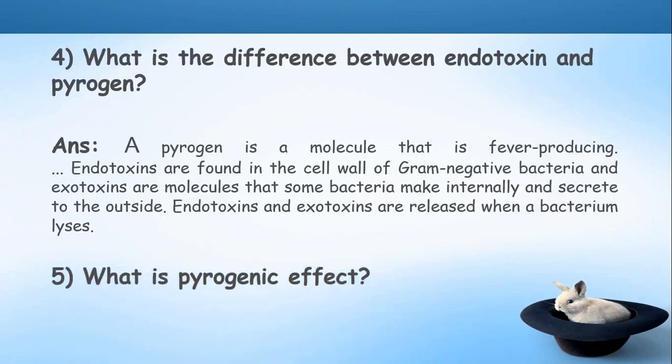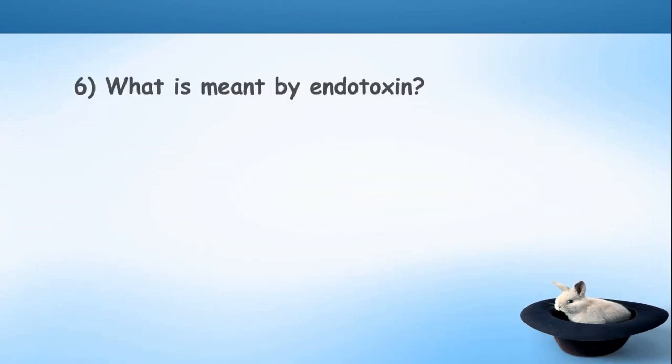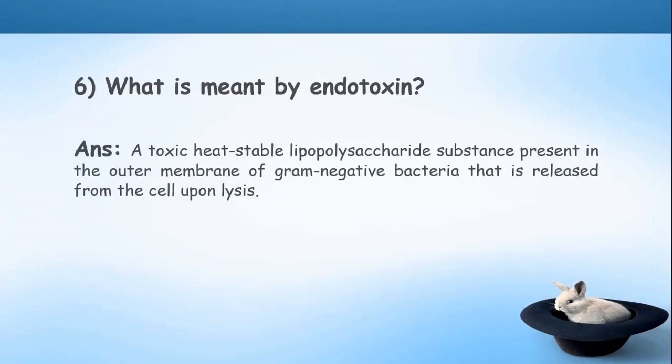What is the pyrogenic effect? The answer is, a pyrogen is a substance causing the induction of a febrile response, which can be fatal in humans. What is meant by endotoxin? The answer is, a toxic, heat-stable lipopolysaccharide substance present in the outer membrane of gram-negative bacteria that is released from the cell upon lysis.